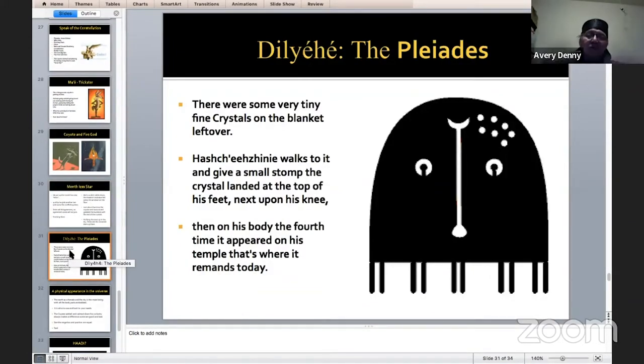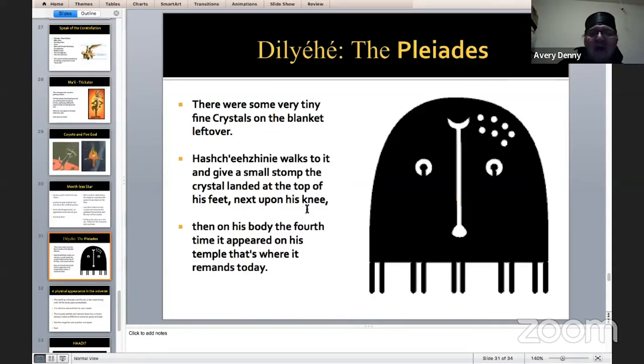So when the buckskin came back down to the ground, there were these light crystals still on the blanket, the teeny small particles. And then the Hashesh walked to that place and stood. He stomped his feet like that one time, and the crystal landed on the top of his feet here. He stomped his feet again, and the crystal got on his knees right here. He did it again, and it got on his belly right here. He did it again, and it got on his shoulder. And one time it landed right there on his forehead, on his temple right here. So those are the indicators.